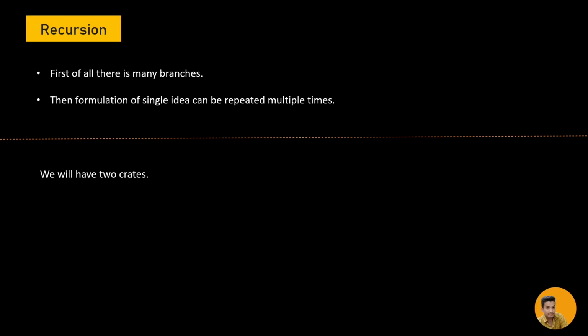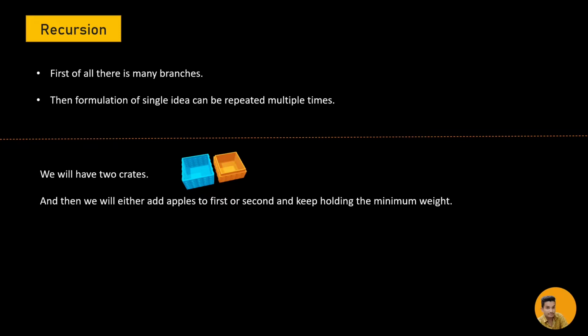So we will have two crates, this blue one and the orange one, and this line is what explains our idea. And then we will either add apples to the first or the second and keep holding the minimum weight. Let us break this down one by one. We will either add in crate blue, so the apples will be added in crate blue.